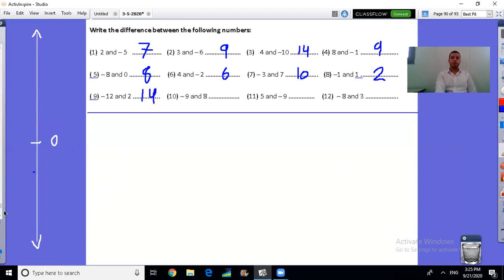I can do it in another way. I can say -12 using the number line. -12 is here, and here is 2. There are only 2 numbers here, and there are 12 numbers. Sorry. 12 numbers here from 0 to negative 12, 12 numbers, 2 and 12 is 14.